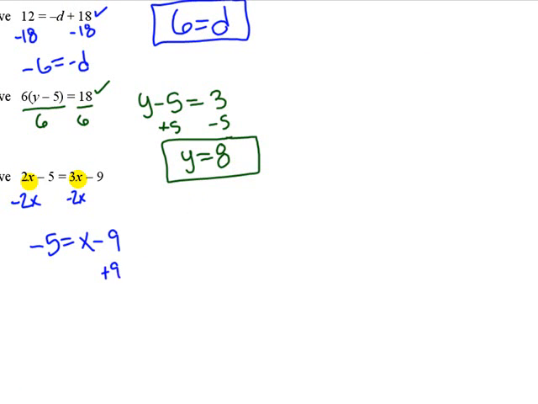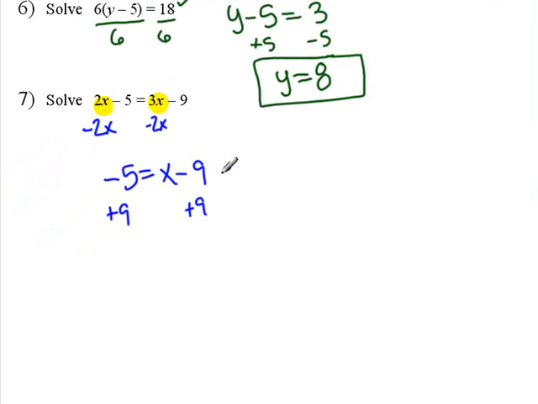Let's go ahead and add the 9 to get it away from the x. Always doing the inverse operation, or doing the opposite of what we see. We see a minus 9, so let's add 9 to undo that. Negative 5 and positive 9 should make a positive 4, so x is 4.